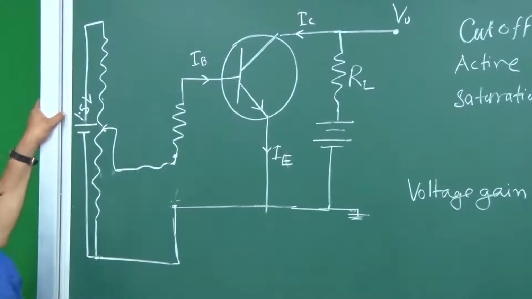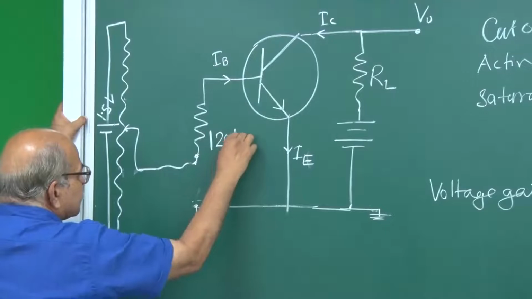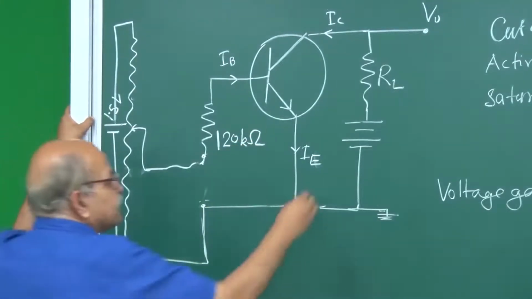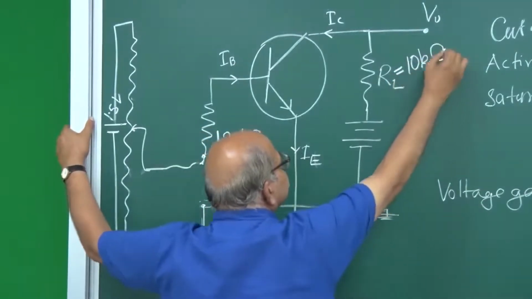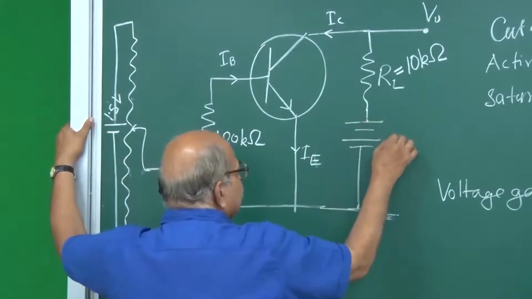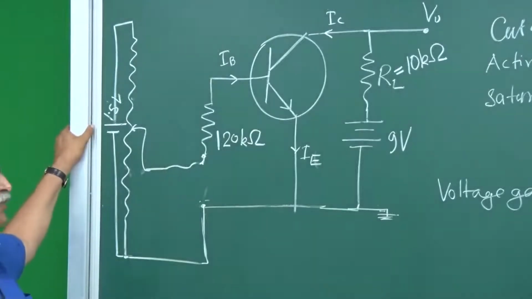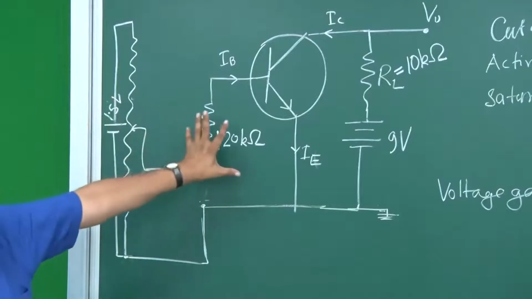Then the values of resistances are: here we will be taking a 120 kilo ohm resistance, and this RL we will be taking as a 10 kilo ohm resistance. This is 1.5 volt. This we will take as a 9 volt battery, which may not be exactly 9 volt, it may be 8.9 or 9.2 or something, but it is called a 9 volt battery. So, that we will be using here. These are the values that we have. So, keep this circuit in mind.